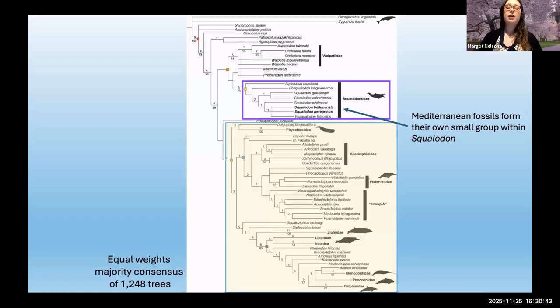There are some interesting paleobiological implications in that our Mediterranean fossils formed their own small group. So maybe we are seeing individual speciation events, but we're not really seeing that in the rest of the tree. So this is an area of further research.